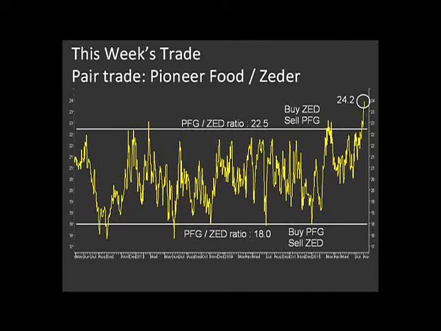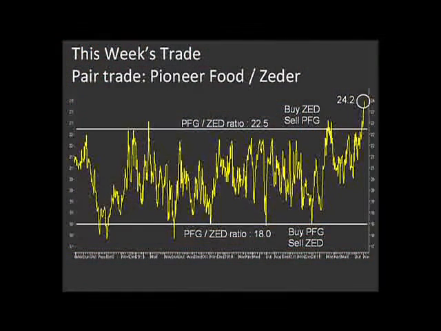And historically, whenever it's got towards the top of that range, you can then say that Pioneer Foods is expensive relative to ZED, and you can then short Pioneer Foods and buy ZED. Alternatively, if it gets to the bottom of that range, then it means that Pioneer Foods is cheap relative to ZED, in which case you would then buy Pioneer Foods and sell ZED.